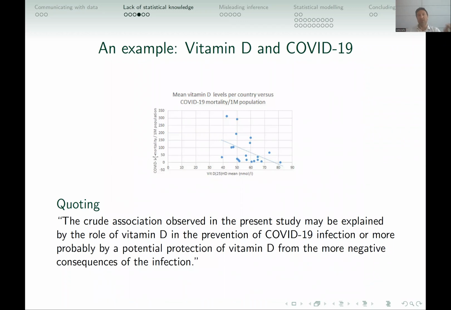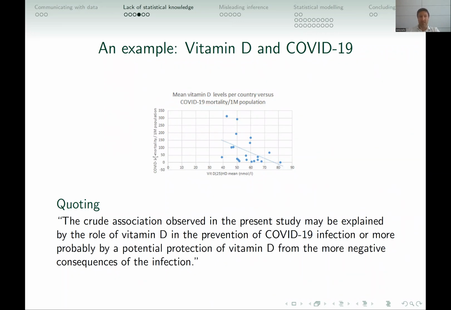Quoting: the crude association observed in the present study may be explained by the role of vitamin D in the prevention of COVID-19 infection, or more probably by potential protection of vitamin D against the more negative consequences of the infection. There is a statistical problem at first, which is a bit philosophical. Correlation, so association, does not imply causation. Even if we find an association, which as we saw before might be spurious, this association does not imply causation.